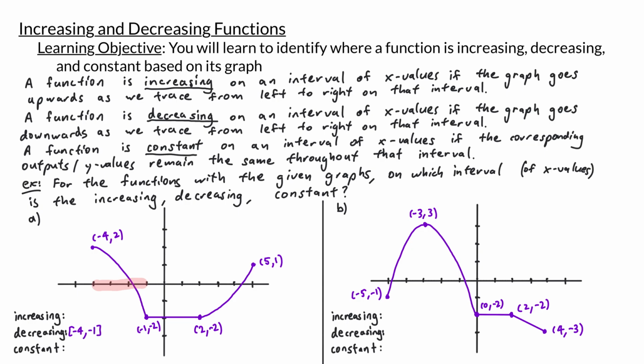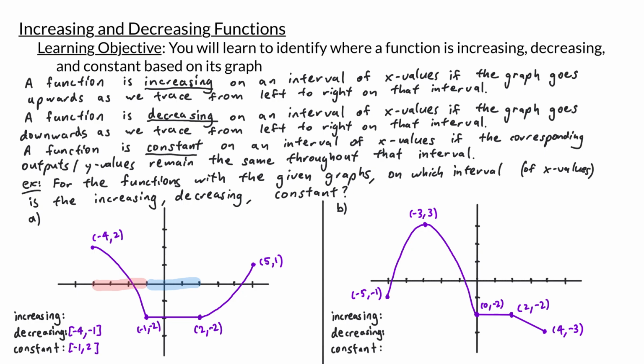Now let's pick up where we left off at (-1, -2). If we keep tracing our graph to the right, we see that our graph remains flat until we get to the point (2, -2). So for all of the x values between -1 all the way until 2, our corresponding y values remain the same. And so we say that our function is constant on the interval -1 to 2.